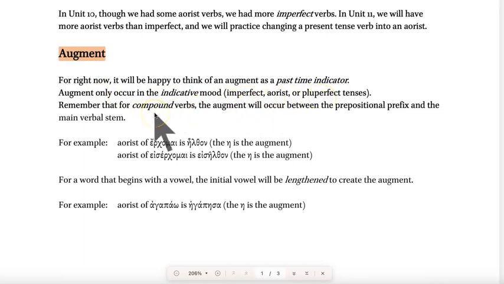Remember that for compound verbs, the augment will occur between the prepositional prefix and the main verbal stem. For example, the aorist of erchomai is ēlthon. It is a second aorist form. That's why we have a stem change. And the eta of ēlthon is the augment. Now, for a word that begins with a vowel, the initial vowel will be lengthened to create the augment. For example, the aorist of agapaō is ēgapēsa, and the initial eta is the augment.